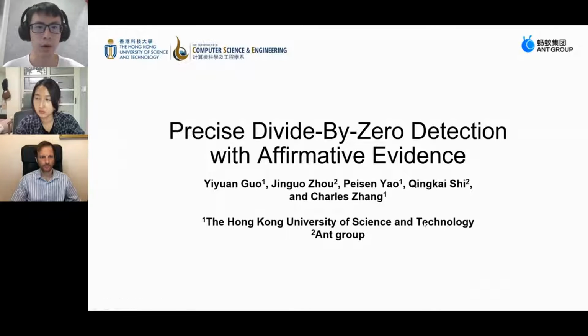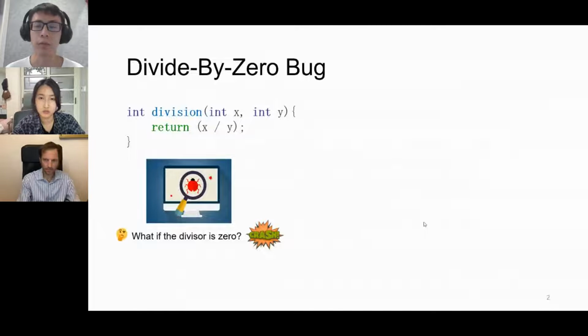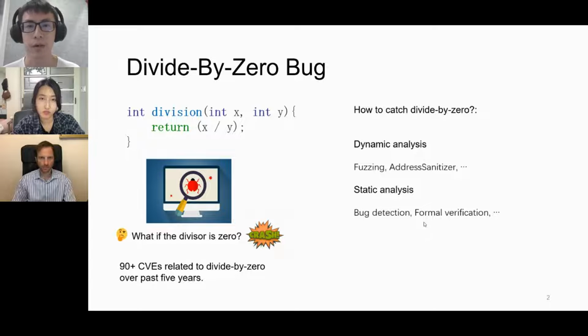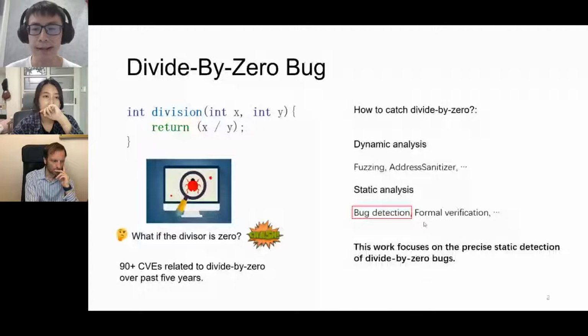My name is Yiyuan Guo. I'm happy to share our recent research on precise divide-by-zero detection. A divide-by-zero is a common programming error when you perform a division instruction with a zero divisor and can lead to undefined behaviors such as crashing the system. Over the past 5 years, there have been more than 90 CVEs related to divide-by-zero bugs. There are many approaches to combat the divide-by-zero problem, including dynamic analysis and static analysis. In this talk, I will focus on the precise static detection of divide-by-zero bugs.